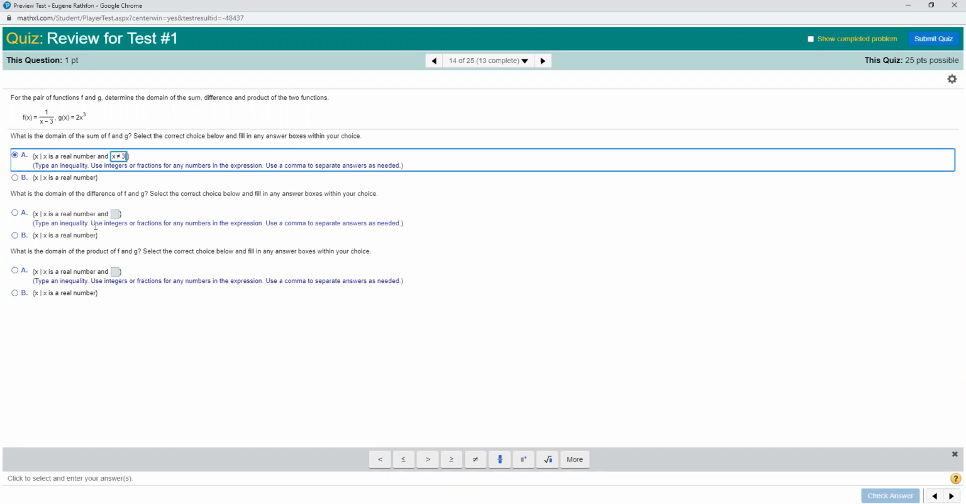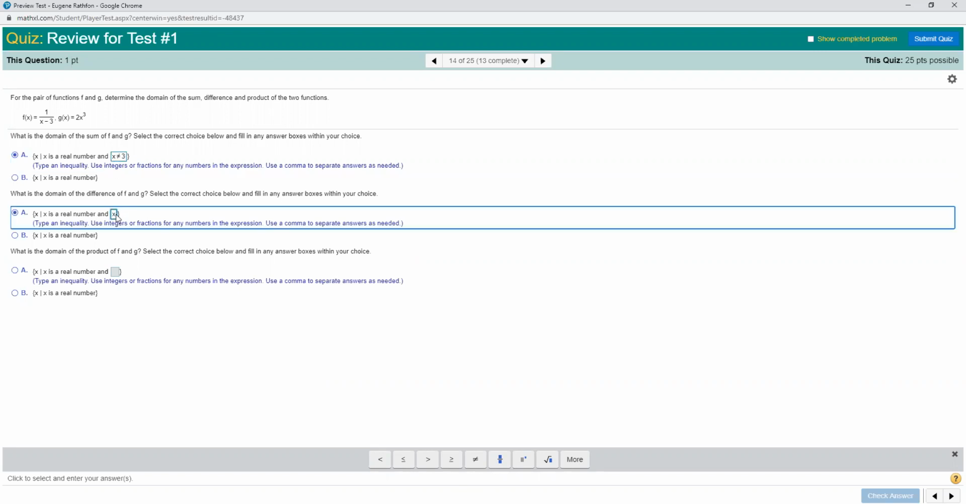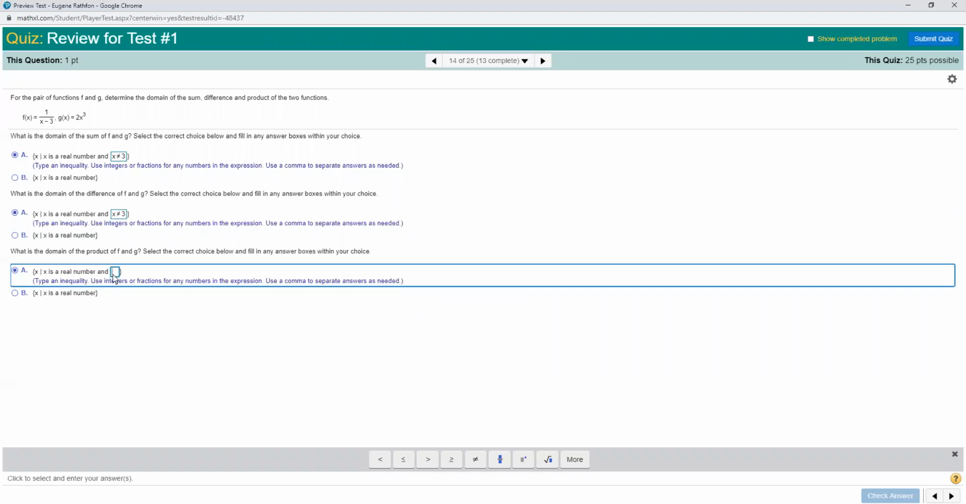And then you do the same thing here. X, use that cannot equal 3. And then down here, x cannot equal 3. Okay, so all 3 of them are going to be the same basically when you got to find the sum, a difference, and a product, okay? And we were just looking for the domain. We didn't have to work it and simplify it. They just wanted to know what was that domain going to be, okay?